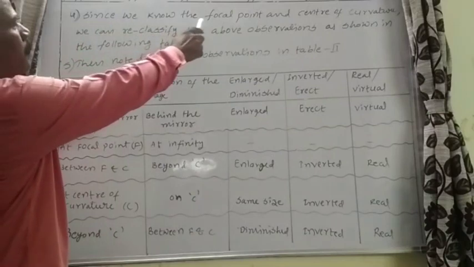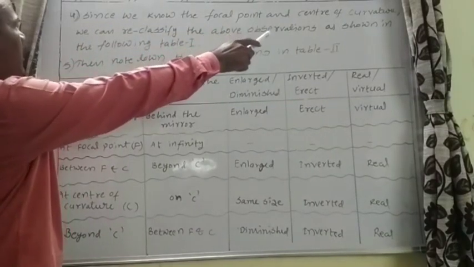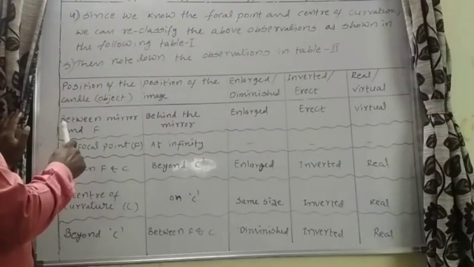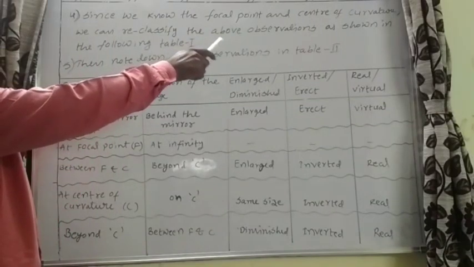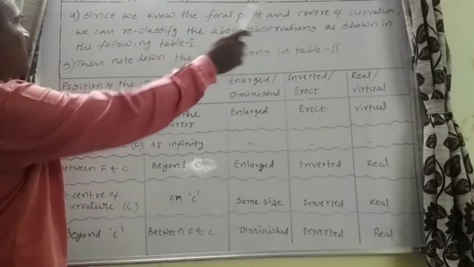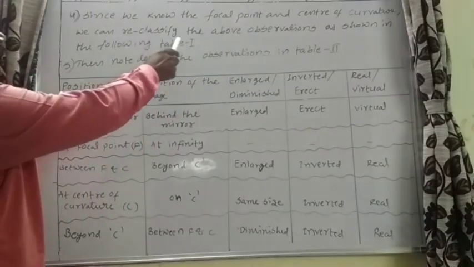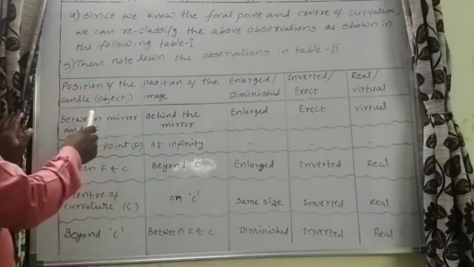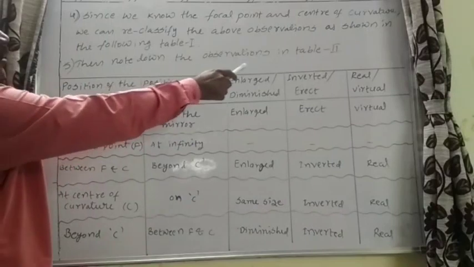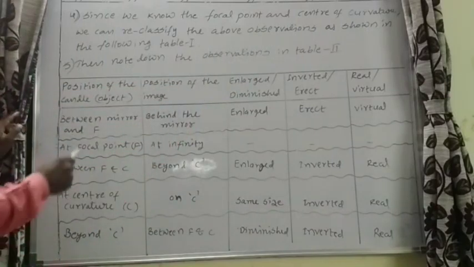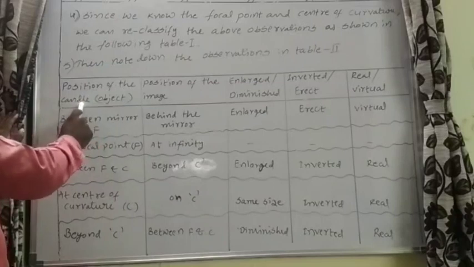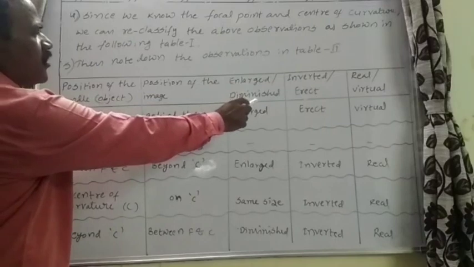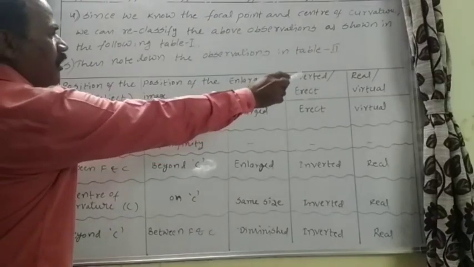Since we know the focal point and center of curvature, from the above observations we can reclassify the observations as shown in the following table 1. Then note down the observations in table 2: position of the candle, position of the image, enlarged or diminished, inverted or erect, real or virtual.